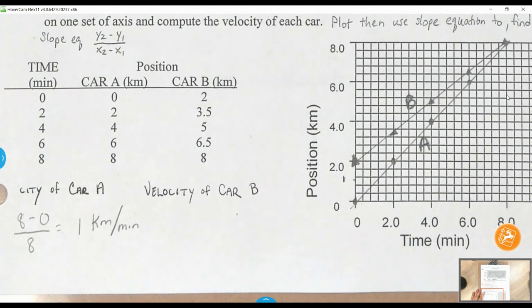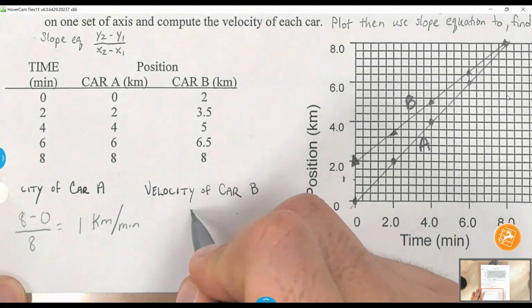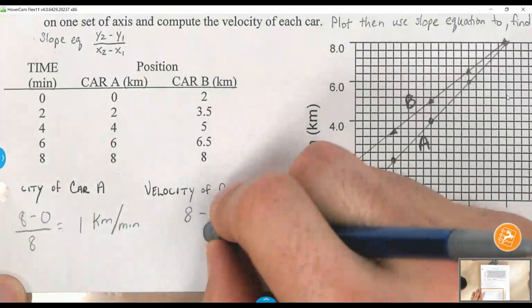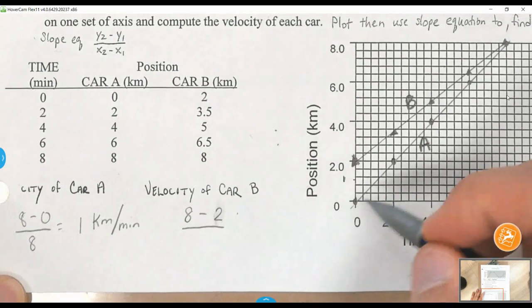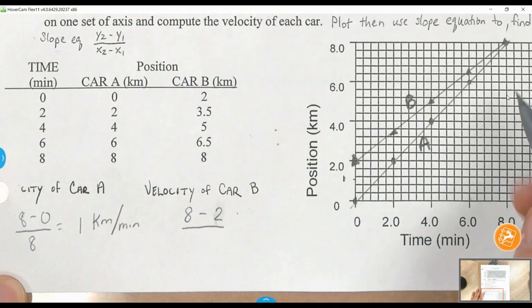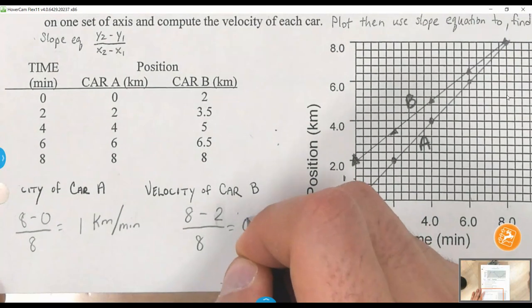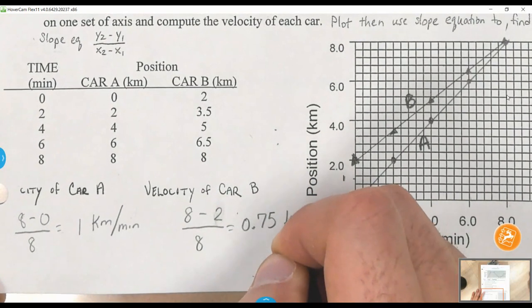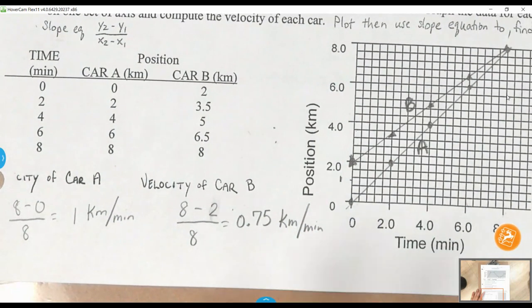And for the velocity of car B, we could have a final position of 8 minus my initial position of 2. And that whole time frame would be from 0 to 8 minutes. So 6 over 8 would be just 0.75. And it should make sense because slope A is steeper than slope B.